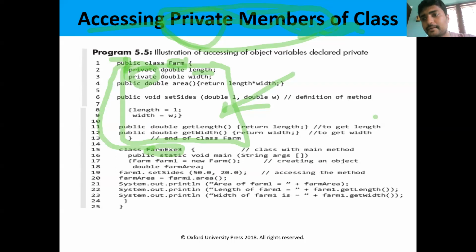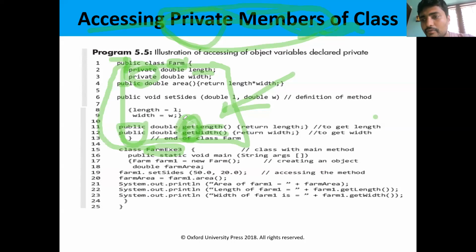There is a method to access the private members. By using the public get method, we can access these privately declared variables or methods. By using get length, get width, which return length and return width, we can access the private members. So here the public methods are get methods.